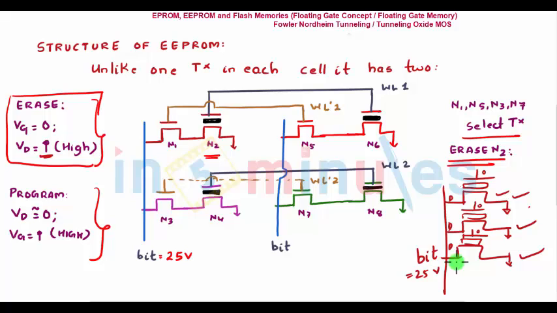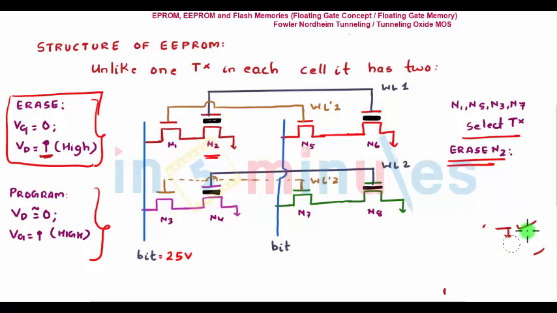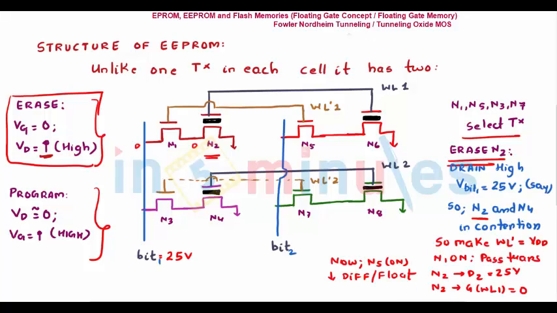How does this select transistor avoid this? Let's understand this. We want to erase N2, right? So the first thing we do is make the drain high, which I have done. This is the drain, 25 volts. In the earlier case, both these drains were directly connected to the floating gates, so all the transistors in this column were getting erased. Let's see how this is different. This makes the drain high, V bit 1 is equal to 25 volts. V bit 2 at that point of time is kept floating, remember that.